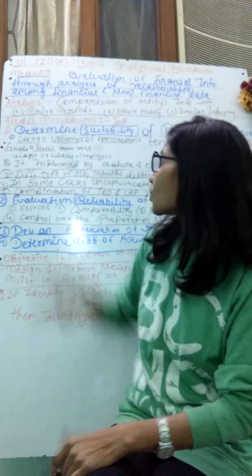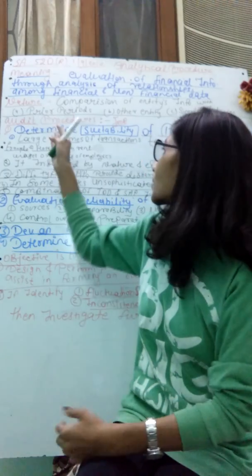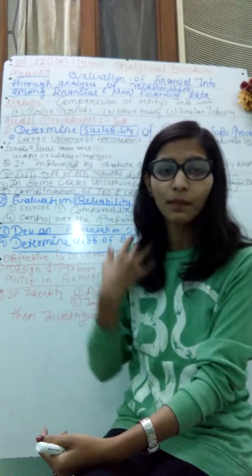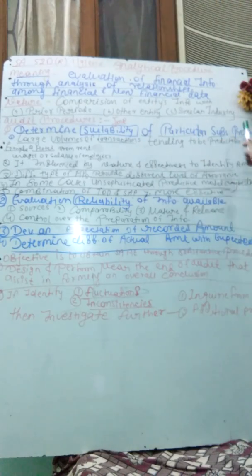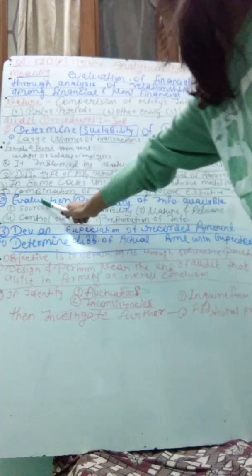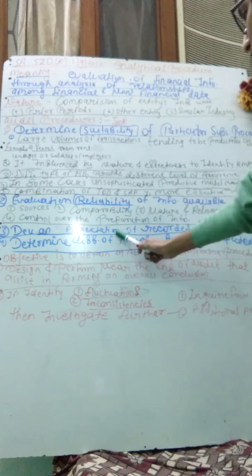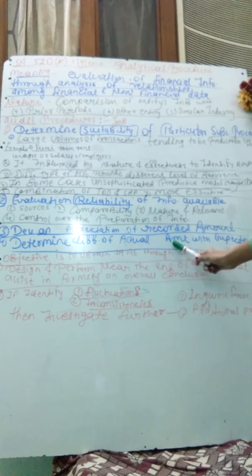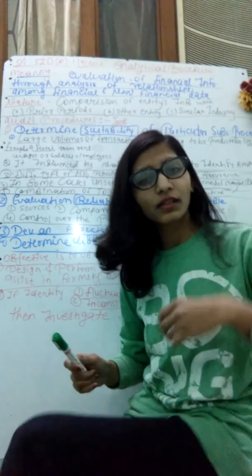Okay. So what are the audit procedures we apply here? Determine the suitability. There are 4 steps, the most important question from the exam point of view. First is determine the suitability of the particular substantive procedure. Then evaluate the reliability of the information available. Develop an expectation of recorded amounts and determine the differences of actual amount with expected amount. Okay, first, determine suitability of the particular substantive procedure.